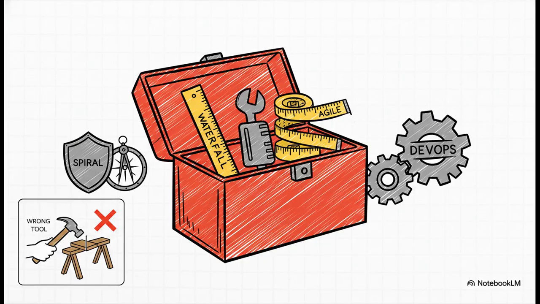And this right here, this is the single most important thing to take away from this entire explainer. These models are just tools in a toolbox. They are not rigid rules you have to follow. You wouldn't use a hammer to drive in a screw, right? The right model is simply the right tool for the job, the one that fits the unique needs, risks, and goals of your specific project.